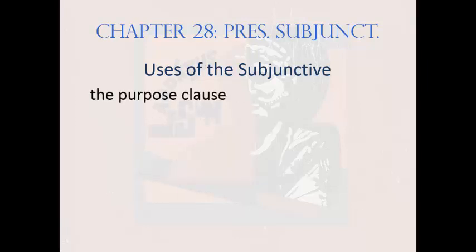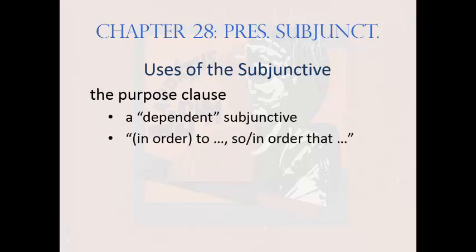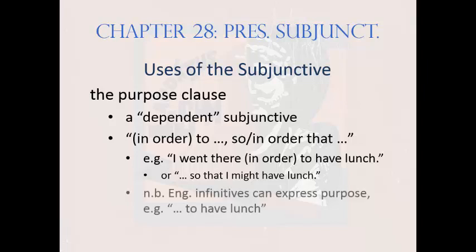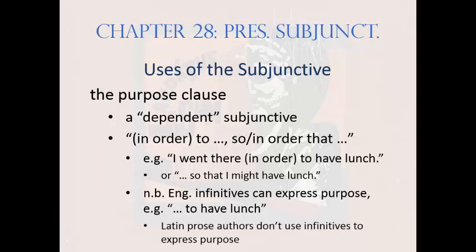The other use of the subjunctive introduced in this chapter is the purpose clause, one of the many dependent usages we'll study. It corresponds to English in order to, or just to, so that, or in order that, as in, I went there in order to, or just to, have lunch, or so that I might have lunch. Any English clause will work here, which shows the purpose or intention of an action. Even the infinitive to do something can be used in English to express purpose, which is why to have lunch can show purpose. But Latin doesn't use infinitives for this purpose.